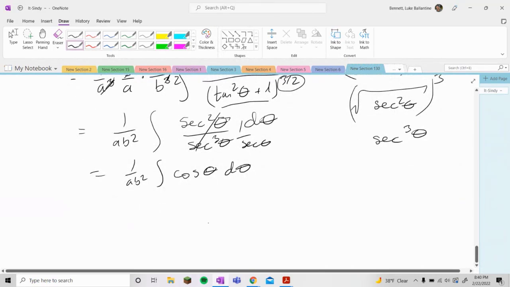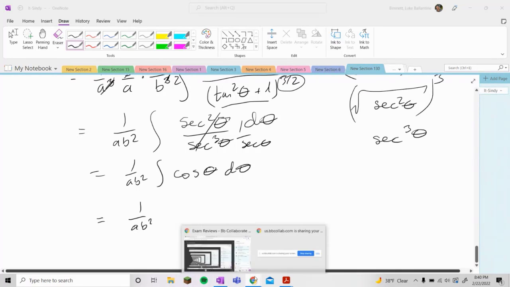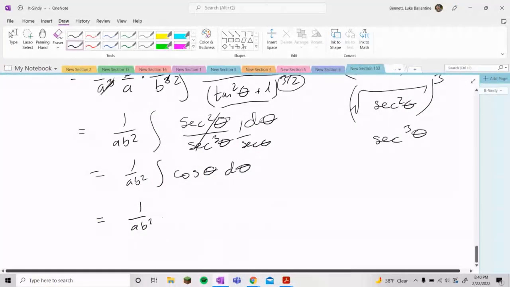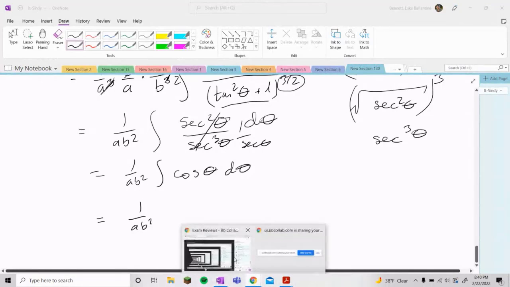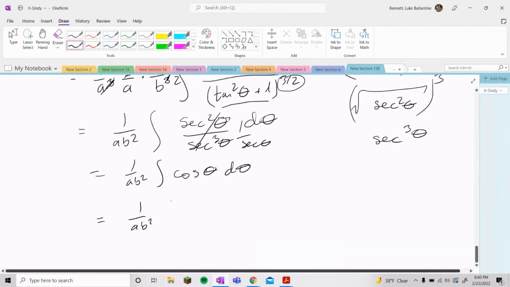Now what's the antiderivative of cosine theta d theta? Does it retain sign, or is it sine theta? Someone say something? Yeah, it should be sine theta, right? Yep.